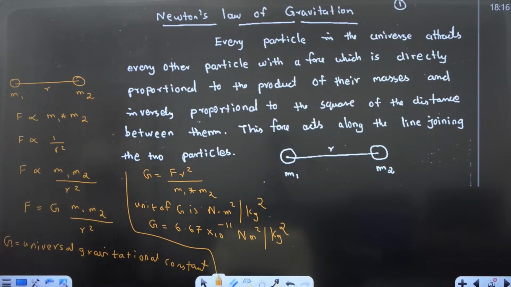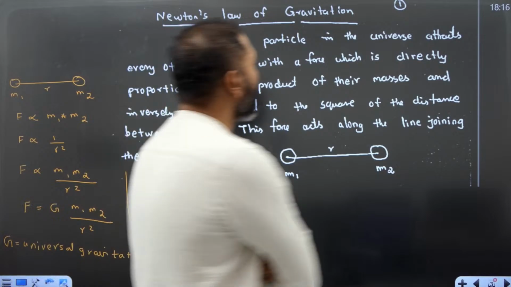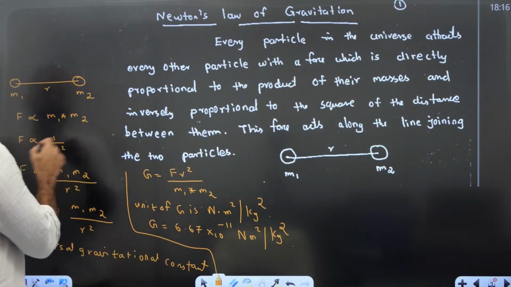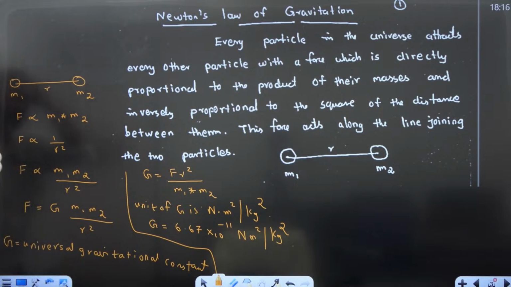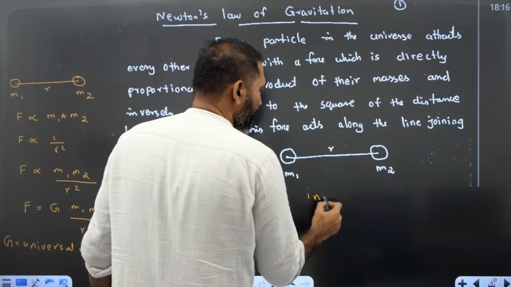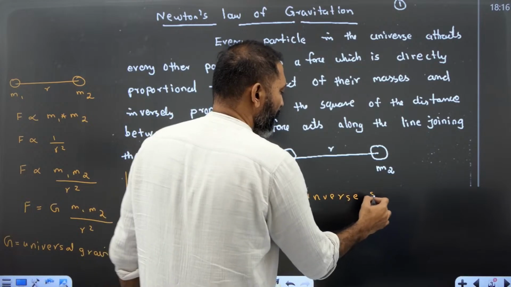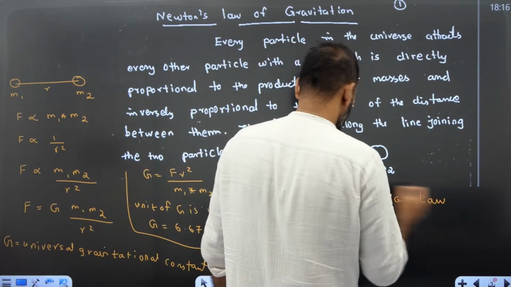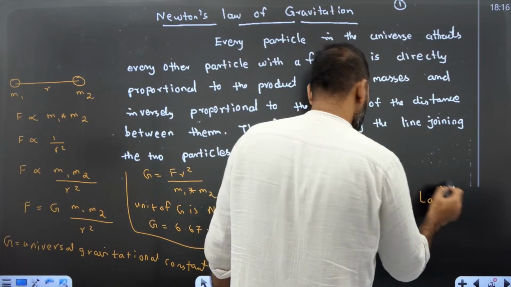Every body in the universe, every particle in the universe attracts every other particle. It can also be called the inverse square law, because the square of distance is inversely proportional to force. So this is the inverse square law. The square of distance is inversely proportional to force. So this is also called what? The inverse square law.